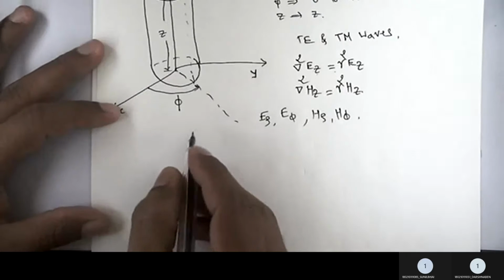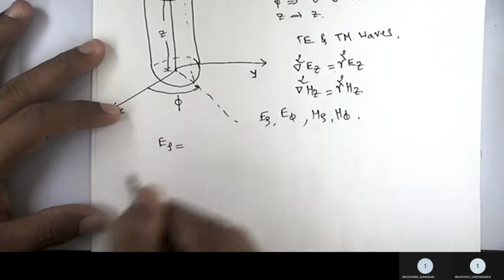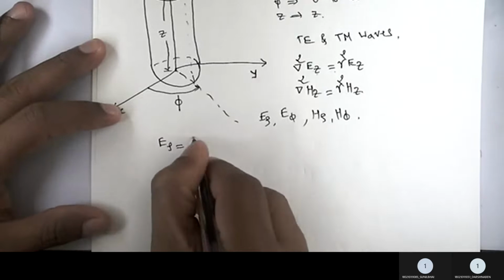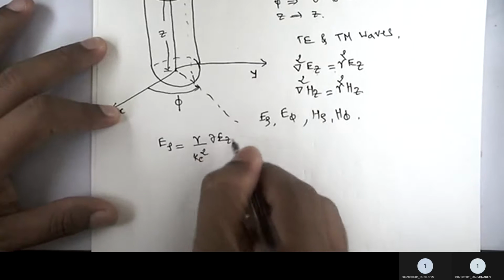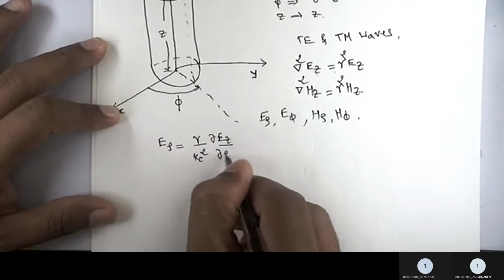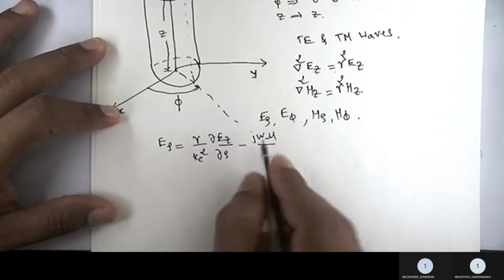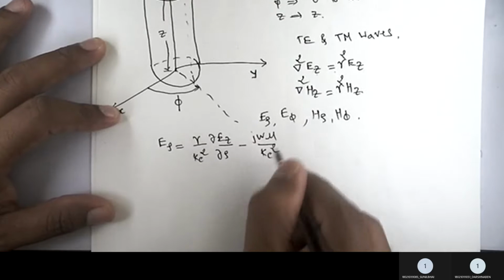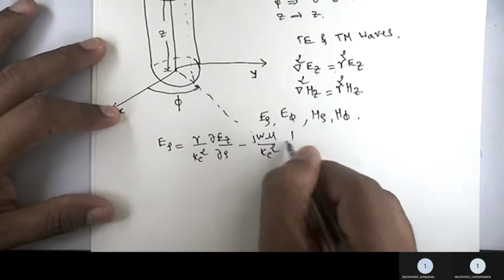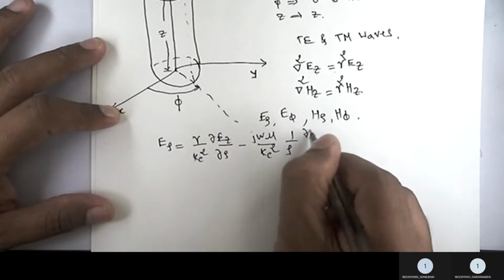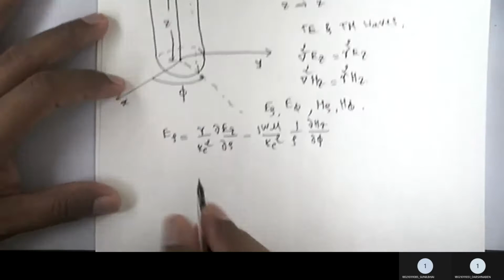So I am directly writing that if we use the Maxwell equations, then we will get the E rho component as gamma by kc square del Ez by del rho. I am simply writing the expressions in terms of the cylindrical coordinate system. That is nothing but minus j omega mu by kc square, 1 over rho, del Hz by del phi. So this is one of the E rho components.